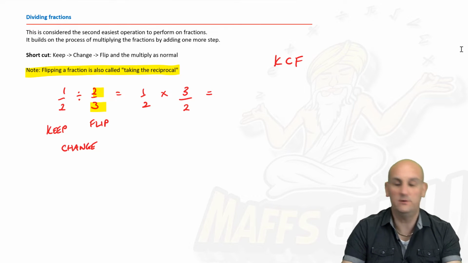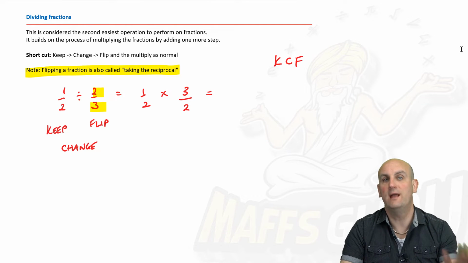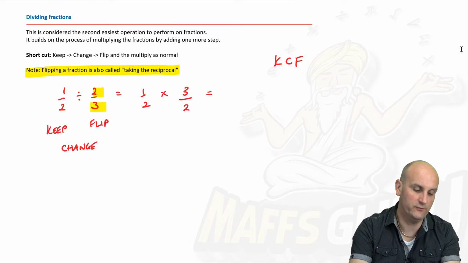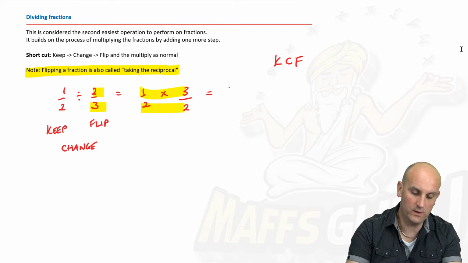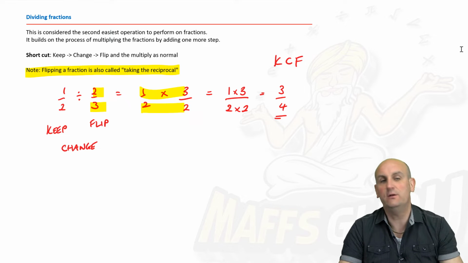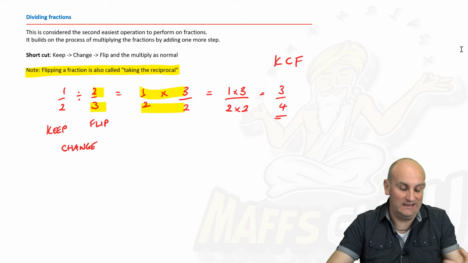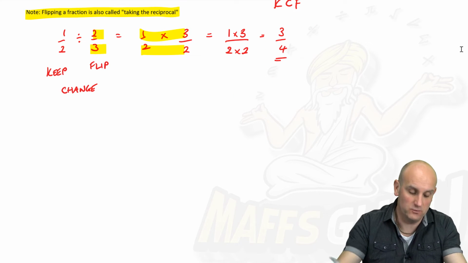And lo and behold, you have not finished the question. You now multiply them using the rules you had before. Top 2 multiply together and bottom 2 multiply together. So 1 times 3 divided by 2 times 2, which is 3 on 4. Can I cancel that down? Nope. And that's it. There's nothing more to dividing.